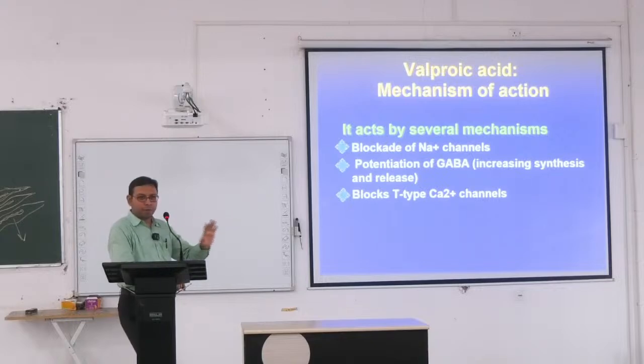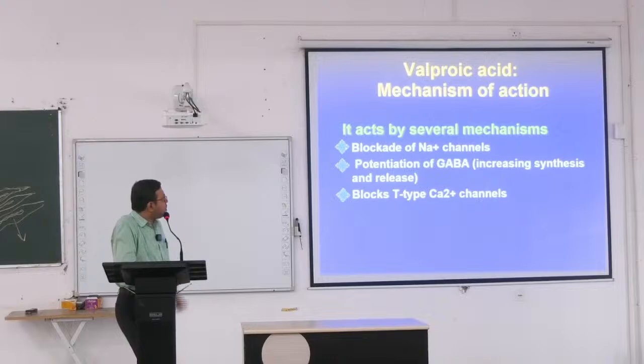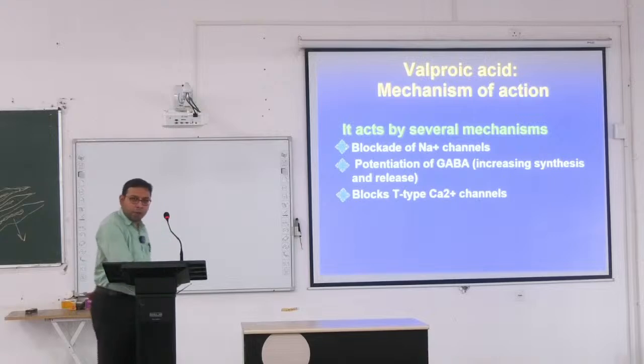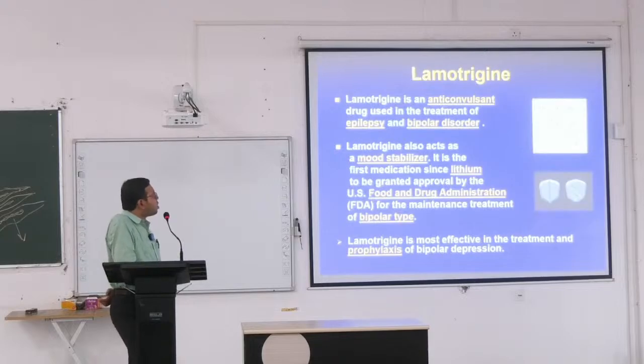This is for your epilepsy chapter. Okay. So these 3 lines: a 3-pronged attack on epilepsy. Blockade of the sodium channel, potentiation of GABA and blockade of the T-type calcium channel. This is the important mechanism of action of valproate. So valproic acid, you know about the details of valproic acid. I am not coming to details.